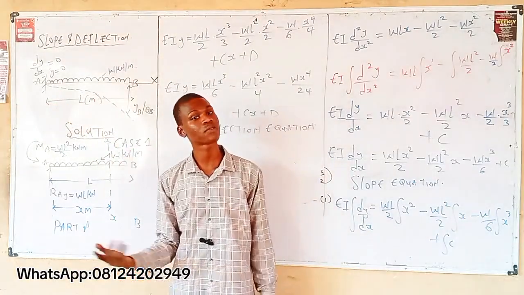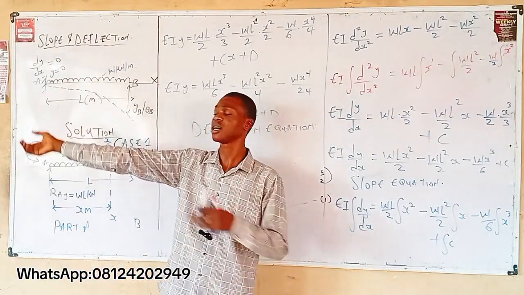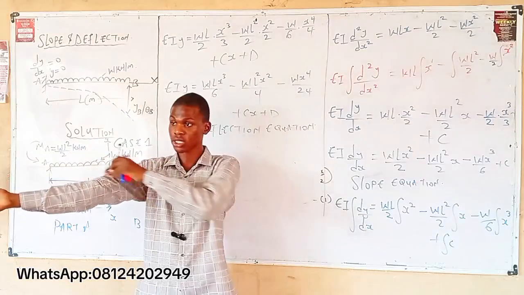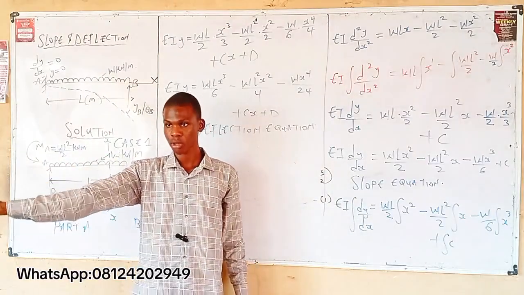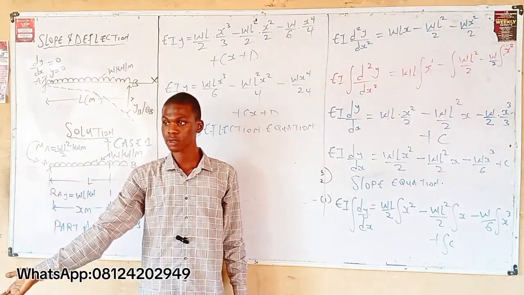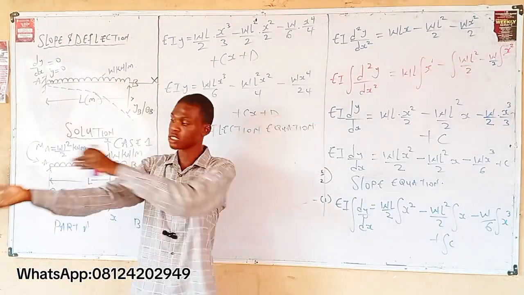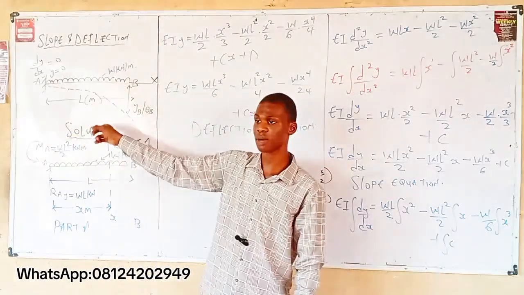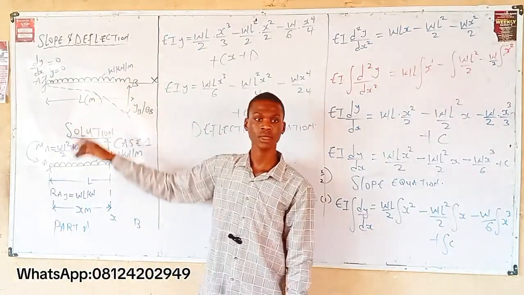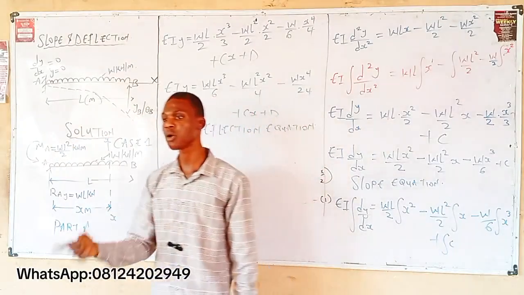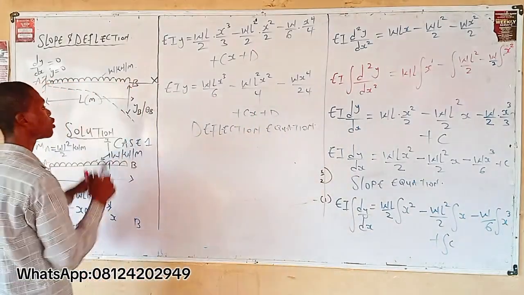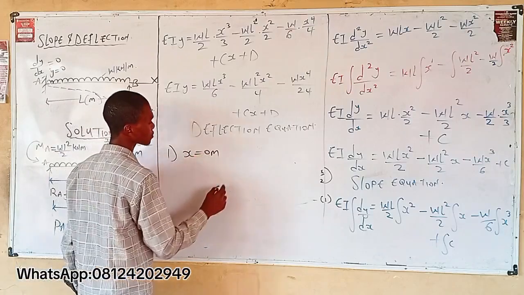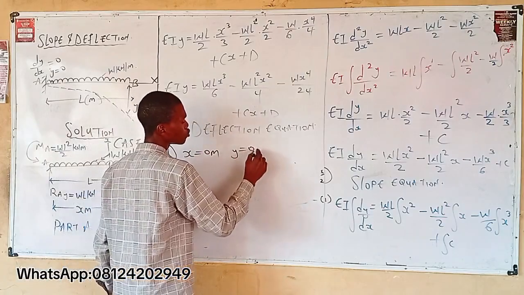A typical example for deflection, you can relate to your hand being a cantilever beam. If this is your hand, by the time you put books on this place, what will happen? It will be coming down. Are you getting me? But this place remains fixed. It is only the palm that will be coming down. That's a typical example of a cantilever beam. Any question? Now let's move on. So substituting boundary conditions, your first boundary condition in this case, at x equals 0 meter, y is equal to 0 meter.